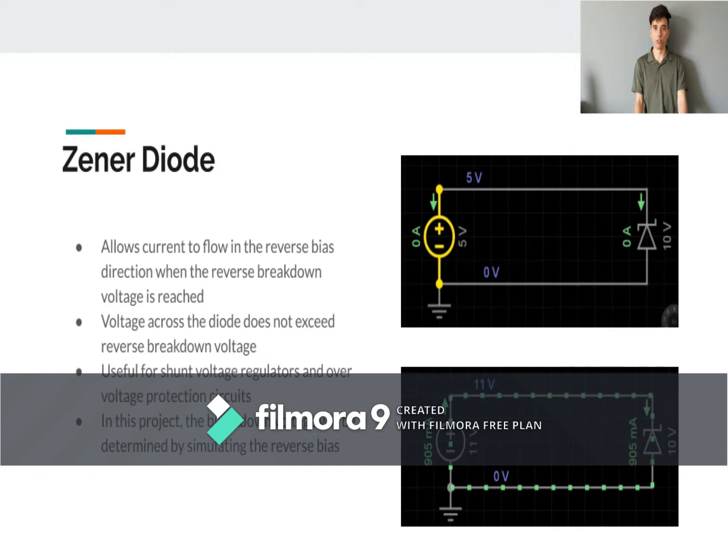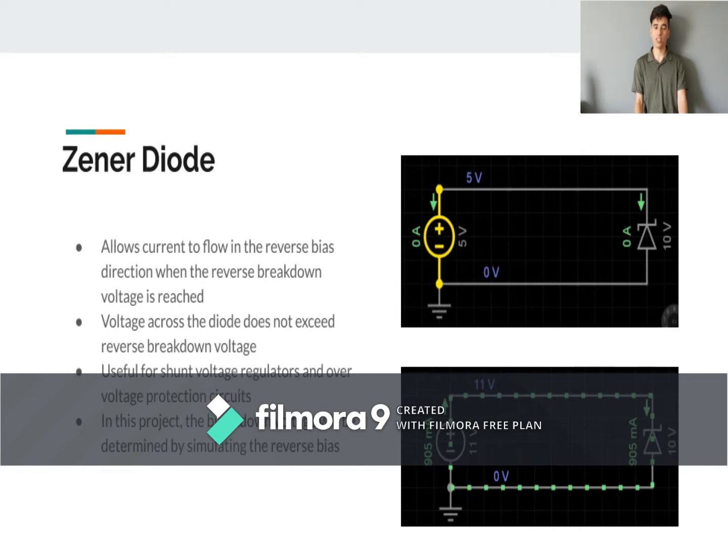In the diagram below, you see a Zener diode with a reverse breakdown voltage of 10 volts connected to a 5 volt power supply. Because the breakdown voltage is not reached, current does not flow. In the second diagram, the same Zener diode is connected to an 11 volt power supply. Because the breakdown voltage is reached, current flows.